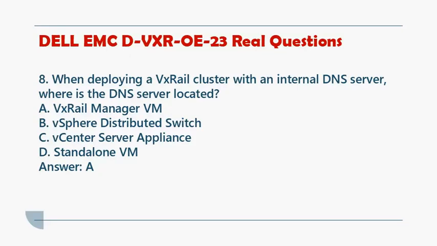8. When deploying a VxRail cluster with an internal DNS server, where is the DNS server located? A. VxRail Manager VM, B. vSphere Distributed Switch, C. vCenter Server Appliance, D. Standalone VM. Answer: A.